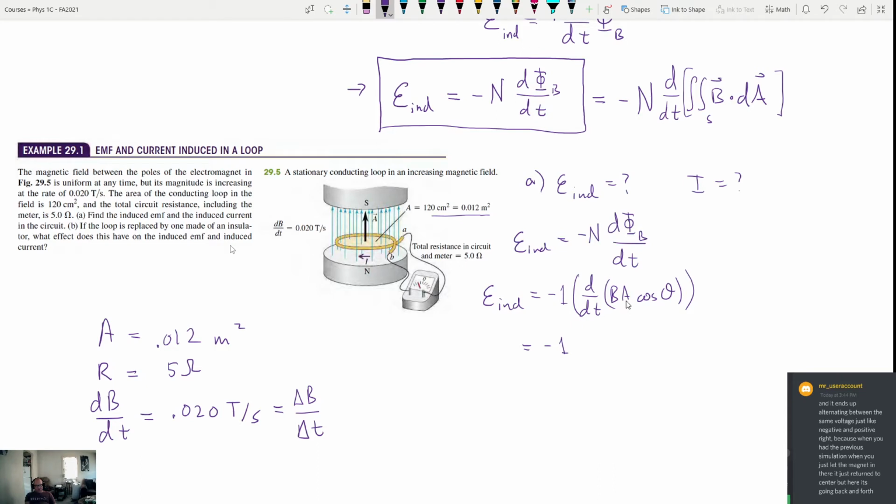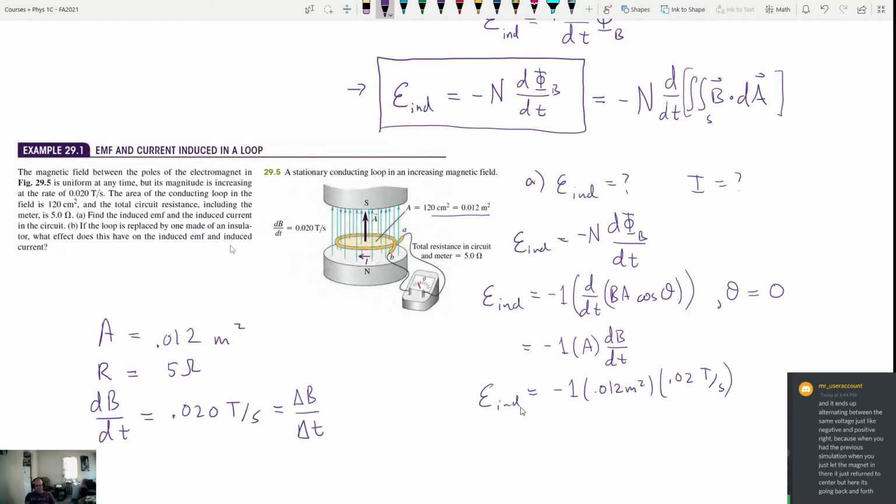Now, the area of the loop doesn't change, and the angle theta here, we're just going to say is equal to 0, because you can see that the area of the loop points this way, and the magnetic field points in the same direction. So theta is going to be 0. So we're just going to have negative 1 multiplied by the area, and then multiplied by dB dt. The area was 0.012 meters squared, and then dB dt is 0.02 teslas per second.